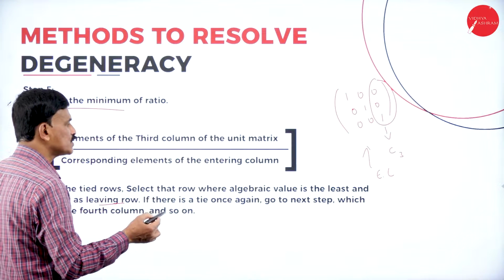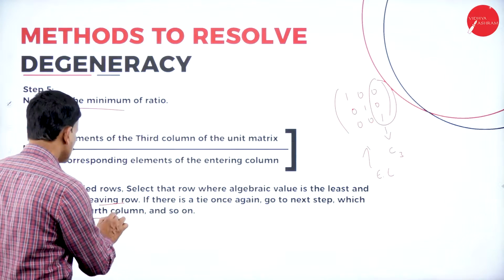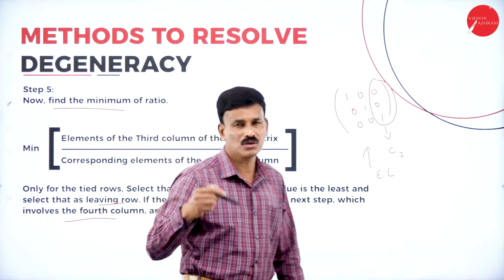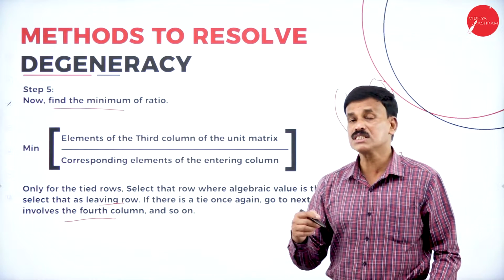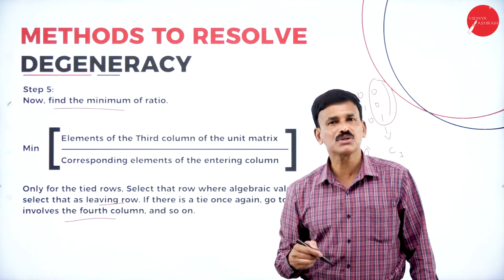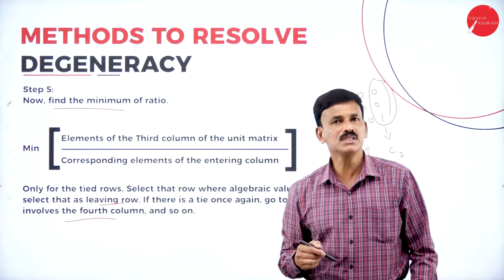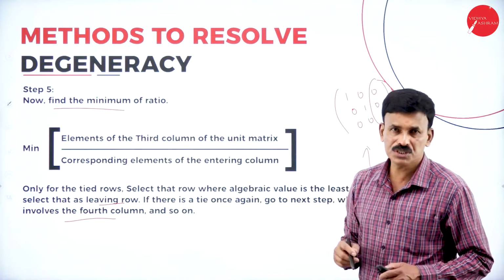If there is a tie once again, go for the next step, which involves the fourth column and so on, until we eliminate the tie. So this is the step-by-step procedure to solve the degeneracy problem in LPP. Hope you followed this.